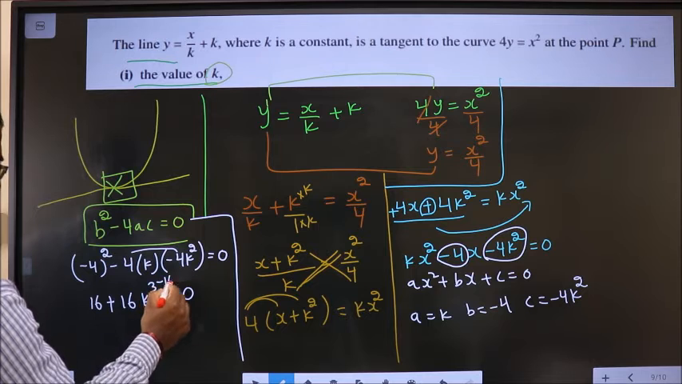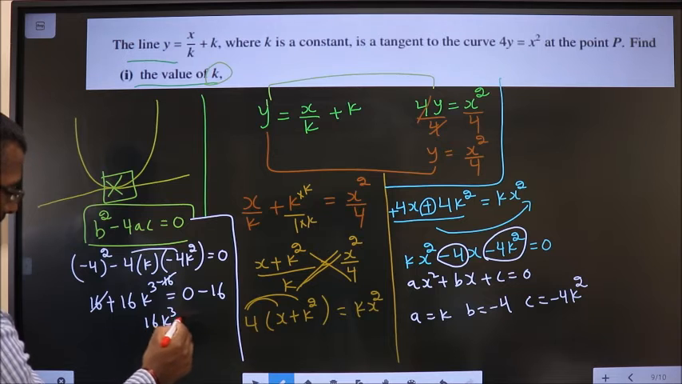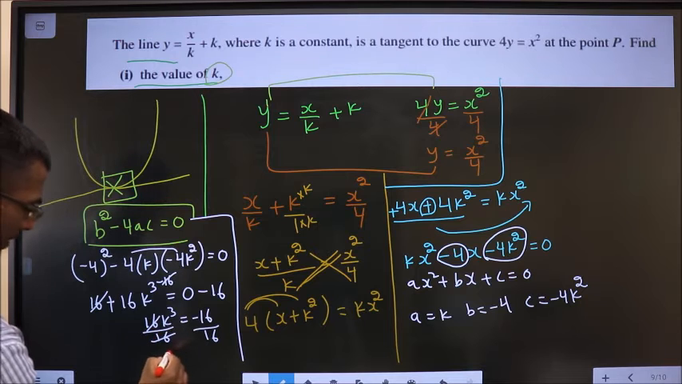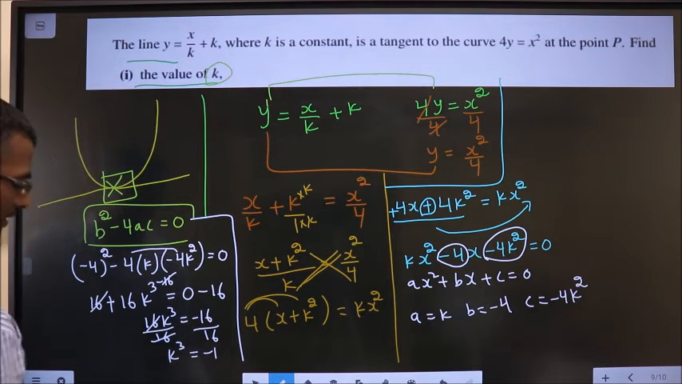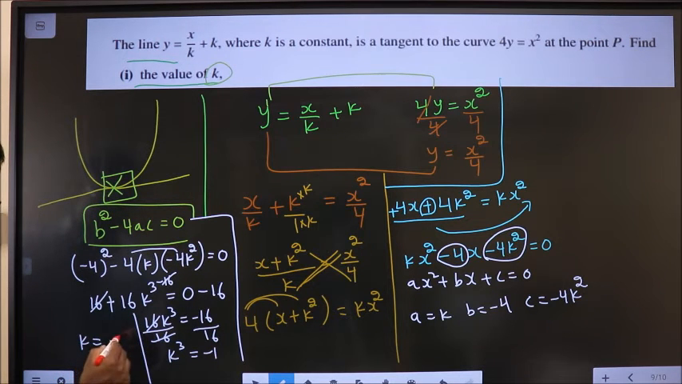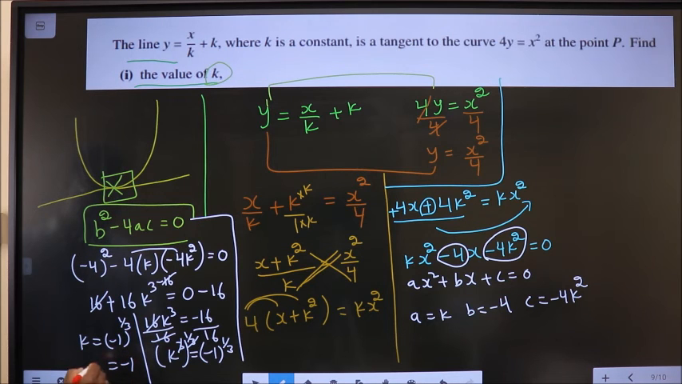Now subtract 16 from both sides such that this cancels out, leaving you with 16k cube is equal to minus 16. Now divide by 16 on both sides such that k cube is equal to minus 1. To get k, send the cube to the other side. So k is equal to minus 1 power 1 by 3, or I take 1 by 3 on both sides to remove the power 3. So minus 1 power 1 by 3 is minus 1. So the value of k that we get is minus 1.